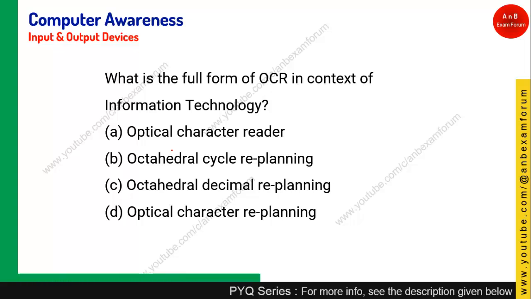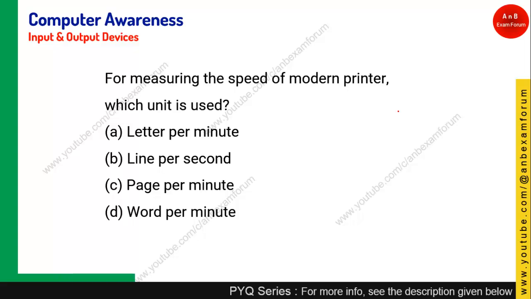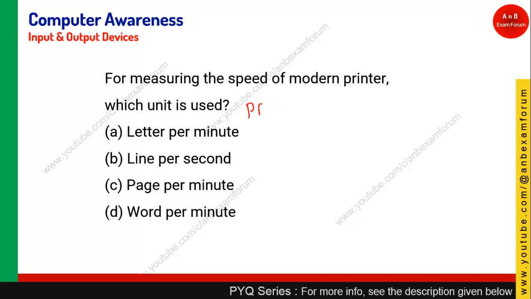What is the full form of OCR in context of information technology? OCR, just in the previous question we have seen, it's optical character reader. It reads the character, okay, and stores it in digital form in the computer. So option A is the right answer. For measuring the speed of a modern printer, which unit is used? We have seen it, I think 4, 5, 10 questions back, ppm, pages per minute, which is used to measure the speed of the modern printer. So pages per minute is the right answer.